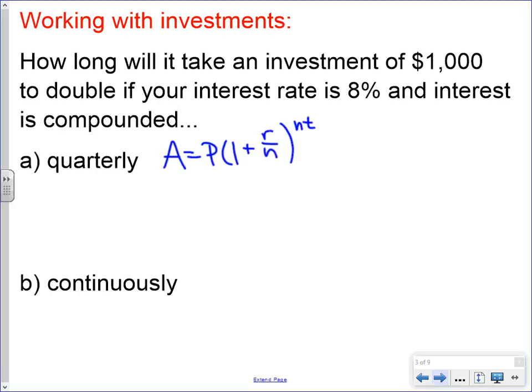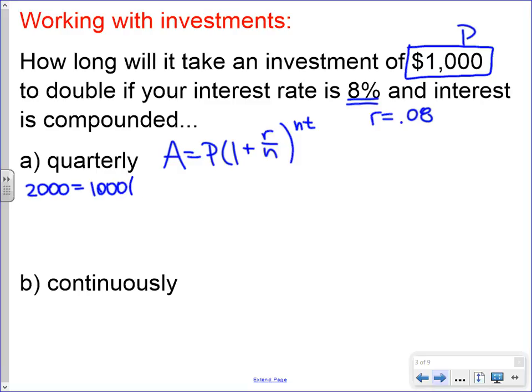So, what does 1,000 stand for? We are investing $1,000, so that is our principal amount. 8% means our rate is what? 0.08. And if we want to double, what is our A value? 2,000. So we have 2,000 equals 1,000 times 1 plus our rate, 0.08, over 4, since this example is quarterly, raised to the 4t.